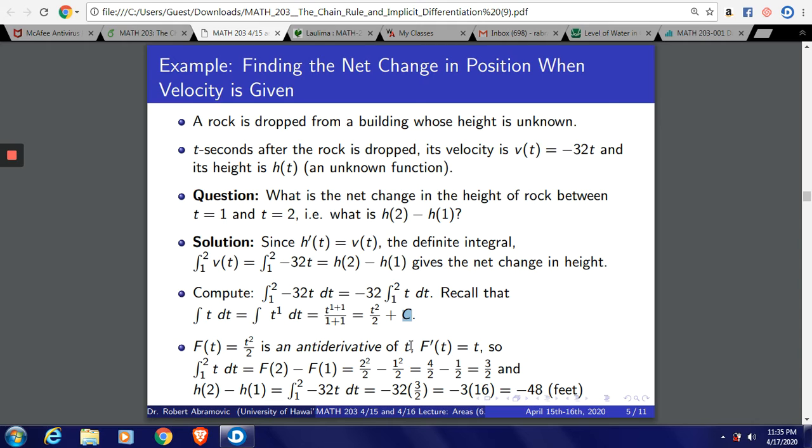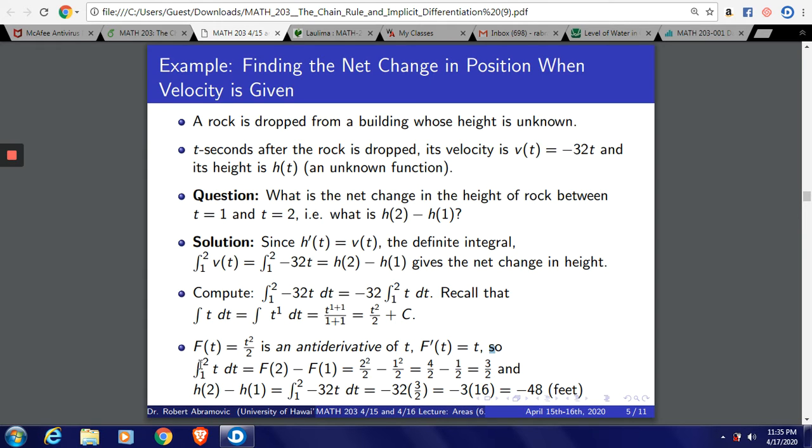T squared over 2, its derivative is t. So the definite integral from 1 to 2 of t dt is capital F of 2 minus capital F of 1. That's 2 squared over 2 minus 1 squared over 2, which is 4 over 2 minus 1 over 2, which is 3 halves. H of 2 minus h of 1 is therefore minus 32 times the definite integral from 1 to 2 of t dt.